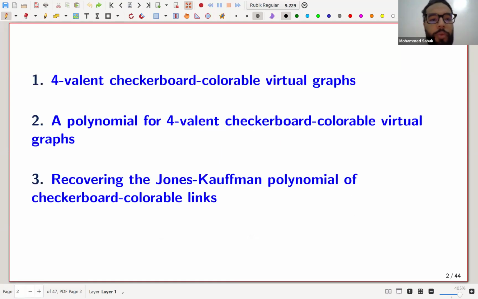In this talk, we will be looking at four-valent checkerboard colorable virtual graphs. Then we will define a new polynomial for them. Then we will recover the Jones-Kauffman polynomial for checkerboard colorable links from the polynomial for graphs that we define. I think checkerboard colorable is the same as alternatable, right? Yes, for links, exactly.